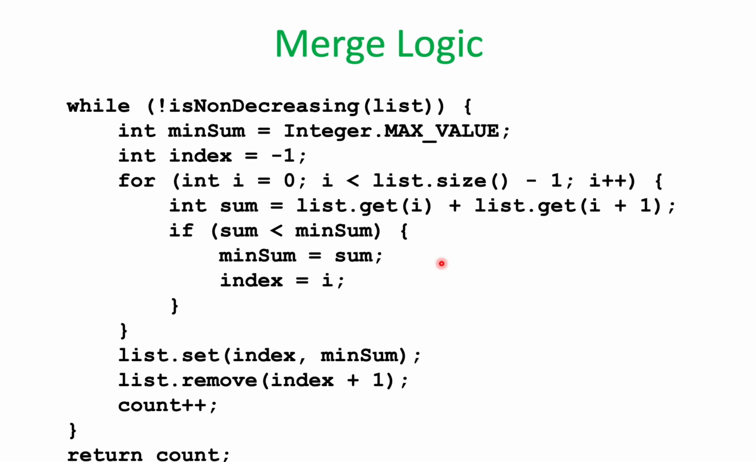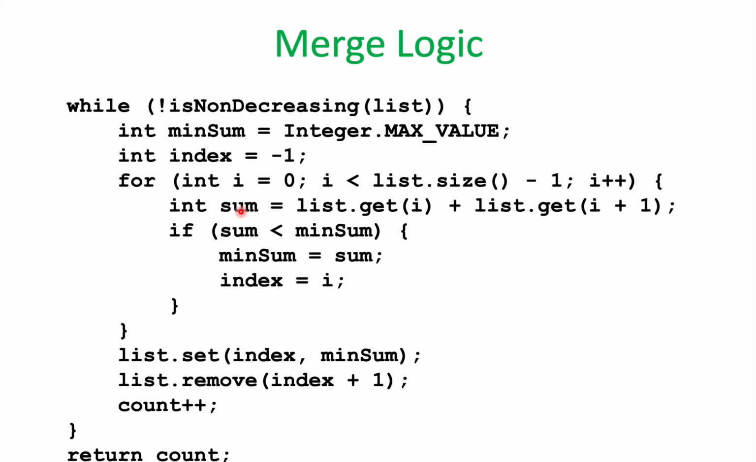Okay, so let's understand. First of all, we'll create a min sum variable that will contain the integer max value. We'll take index equal to -1, and in the for loop we'll start from index 0. We'll go through all the list data, and then we'll find the sum: list.get(i) plus list.get(i+1). We will get this data.